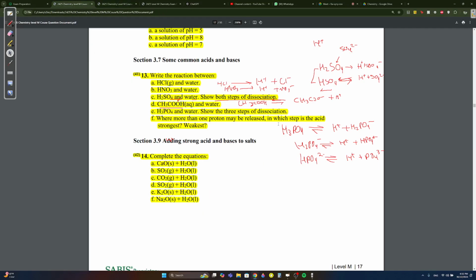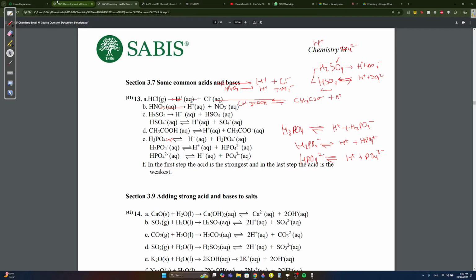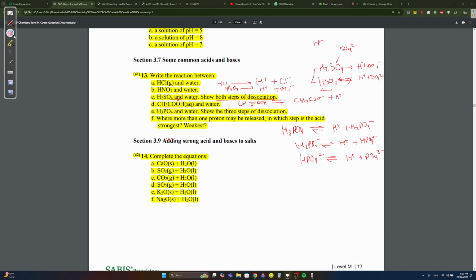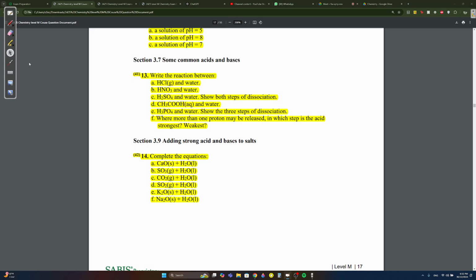And which step is the acid strongest or weakest? Obviously, the acid is strongest in HCl and weakest in H3PO4 because it has 3 dissociations. Okay, the more dissociations an acid has, the less its strength is. Okay.